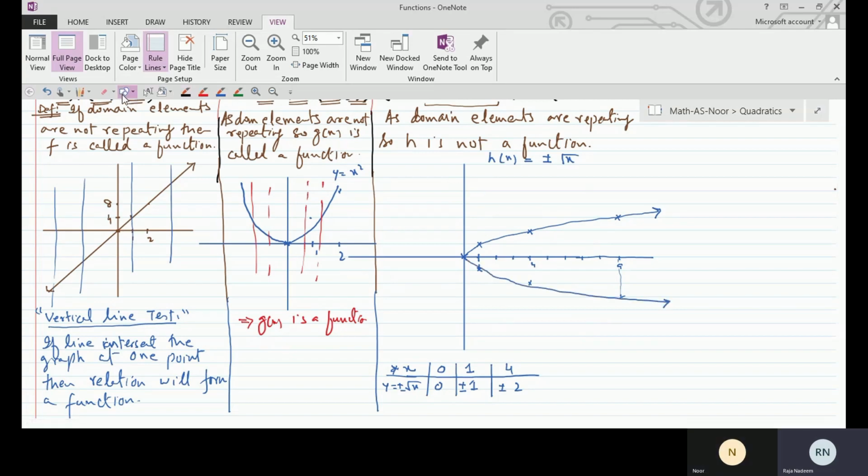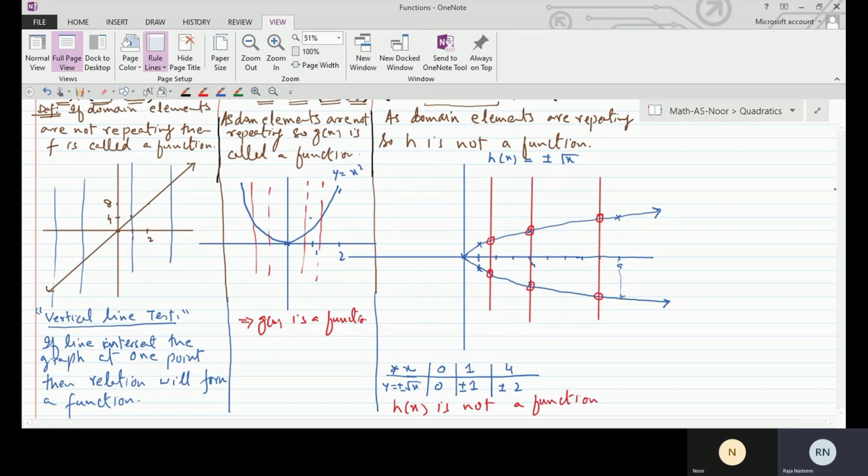Okay, here when I draw the vertical lines, you would see that all the vertical lines will intersect the graph at 2 points. If I plot vertical lines at different positions, I would see that we have 2 points of intersection with this vertical line test. So with this test we'll be able to write that h of x is not a function.